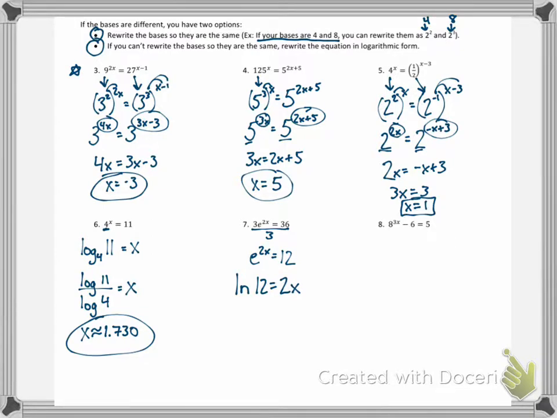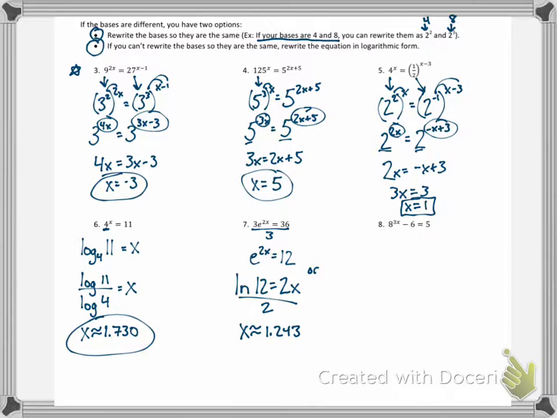There's a button on your calculator that says ln, it's natural log, so what you can do is type that in, and you can divide away the 2, that's ultimately up to you. What will happen is that'll give you an x value of roughly 1.243. That's one way you can do it. Or you can still write this in logarithmic form and it will work out the same way.